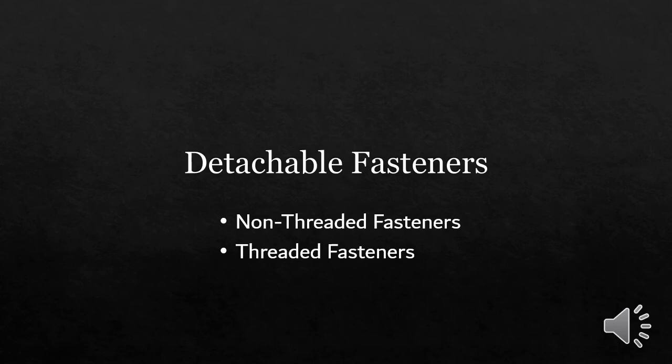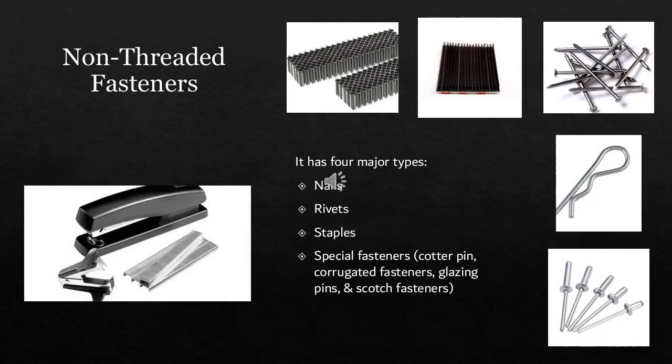Detachable fasteners are fasteners that do not involve destruction during dispersion, and they are divided again into two types. They are non-threaded fasteners and threaded fasteners. As you can see on the screen, these are the non-threaded fasteners in detachable fasteners. The non-threaded fasteners have four major types. They are nails, rivets, steppes, and special fasteners such as cotter pin, corrugated fasteners, brazing pins, and Scotch fasteners.